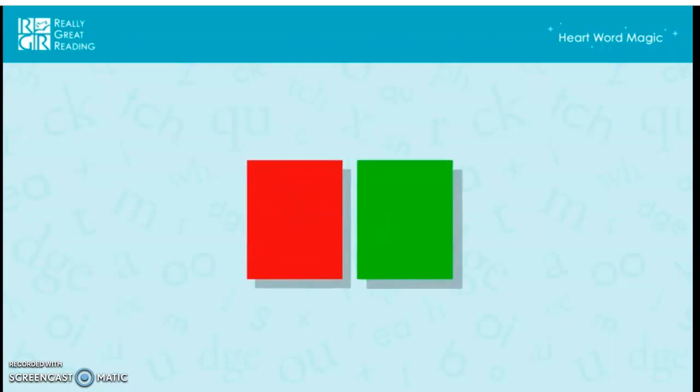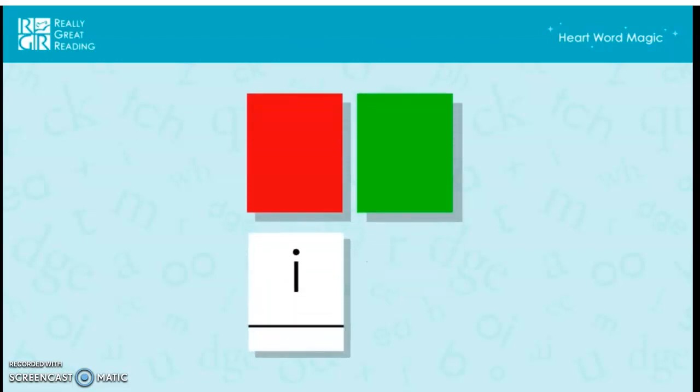Now let's see if you can remember how to spell the word is. Is. We can use our phonics knowledge to spell the first sound. The first sound is short I. How do we spell I? You've got it. The letter I.